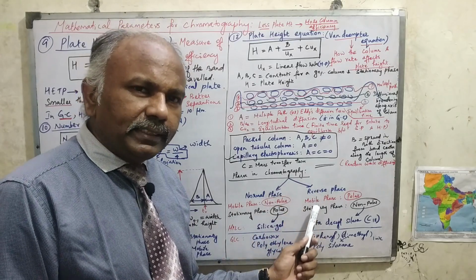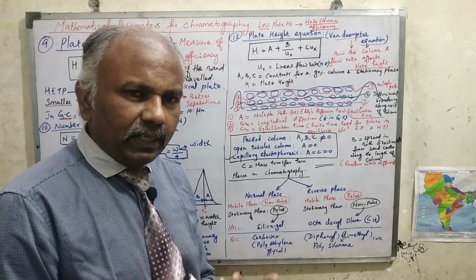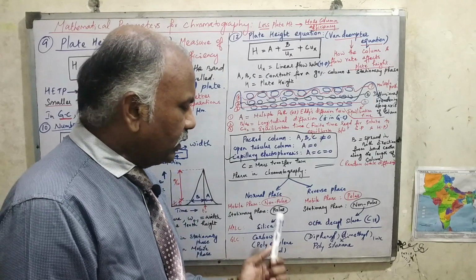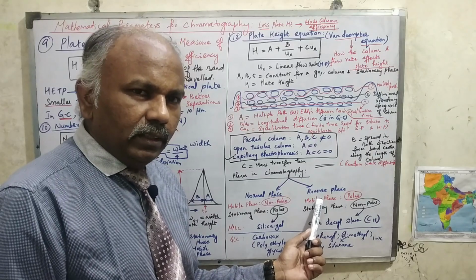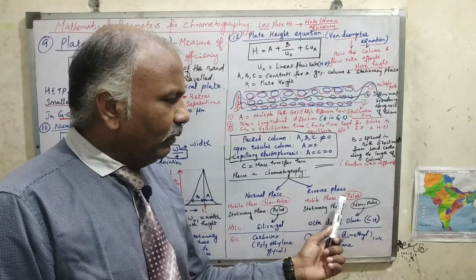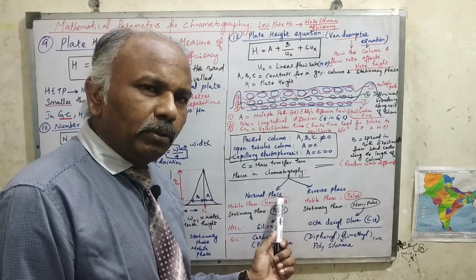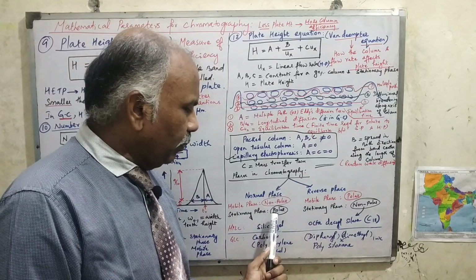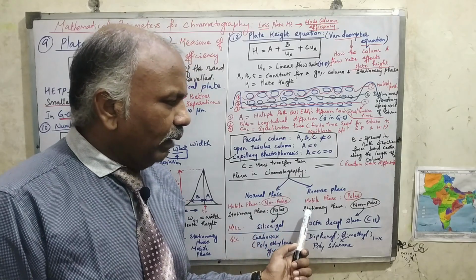And if you look at the various phases in chromatography, generally, based upon the phases, we classify them into two types. One is normal phase chromatography, another one is reverse phase chromatography. In reverse phase chromatography, the mobile phase is polar and the stationary phase is non-polar. Whereas in normal phase chromatography, the stationary phase is polar and the mobile phase is non-polar, right? So I can give an example here.